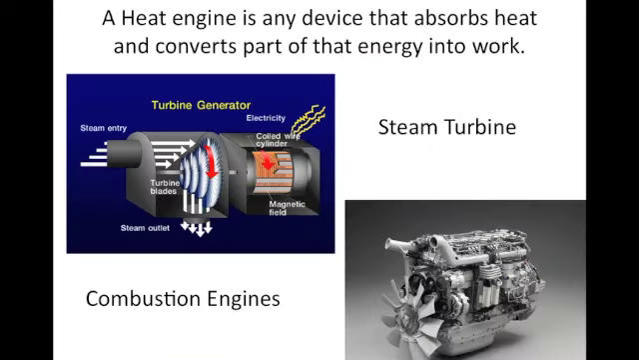So, a heat engine is a device that absorbs heat and converts part of that energy into work, as you see. There's a couple different kinds of heat engines. The two main types of heat engines are going to be your steam turbine and your combustion engines. So the steam turbine is going to be based off of steam to drive a turbine. So essentially they're using heat to generate steam, which then powers the turbine. Combustion engines, which we will talk a little bit more about, are your practical car engine, or your plane engine, boat engine, anything like that.